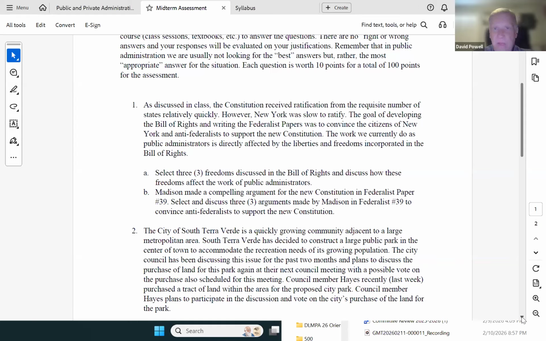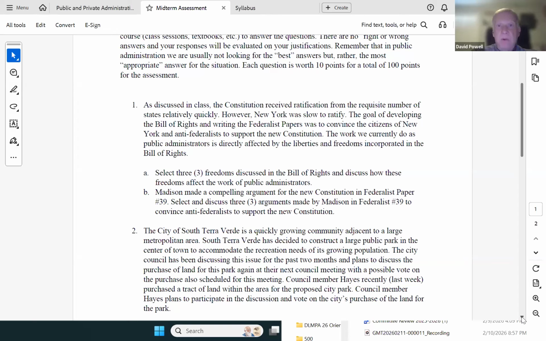Now, these can be any three freedoms from the Bill of Rights. They can be three from the First Amendment if you're very interested in freedom of speech and press and assembly, religion. You could pick three just from the First Amendment, or you can pick three from different amendments. And so you can talk about, you know, protection from unreasonable search and seizure. You could talk about right to counsel. It's completely up to you, but just pick three freedoms that are incorporated within the Bill of Rights and discuss how those freedoms affect the work that we do as public administrators. So a paragraph or two is certainly enough to suffice then for question 1A.